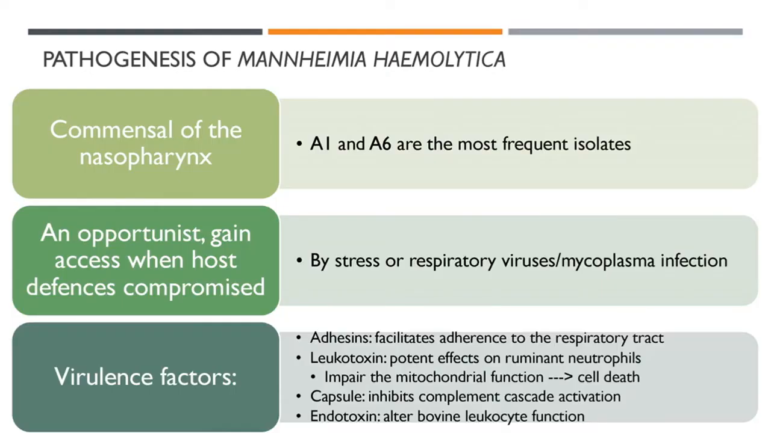Mannheimia haemolytica is a commensal of the nasopharynx. A1 and A6 are the most common isolates from pneumonia in cows. It is an opportunist which gains access when host defense is compromised by stress or respiratory viruses or mycoplasma infection. Virulence factors include adhesins, which facilitate adherence to the respiratory tract, and leukotoxin, which has potent effects on ruminant neutrophils, which impairs the mitochondrial function, leading to cell death. Capsule inhibits complement cascade activation, and endotoxin also impairs leukocyte function.